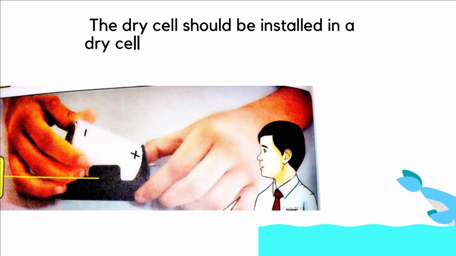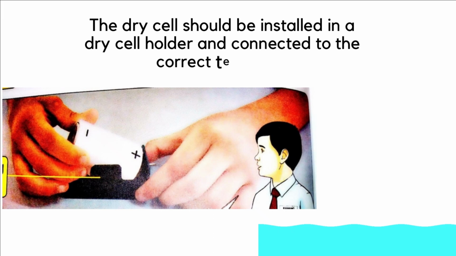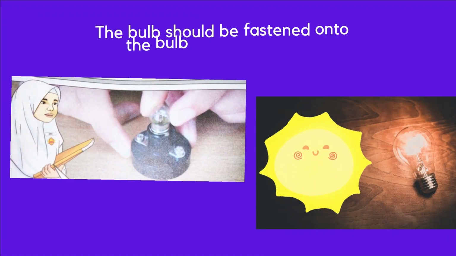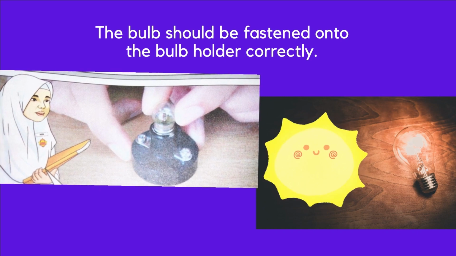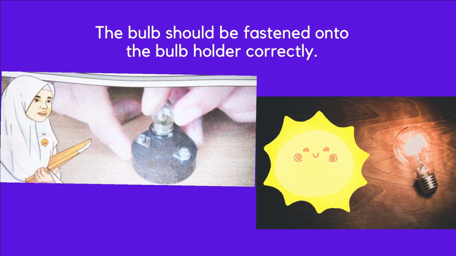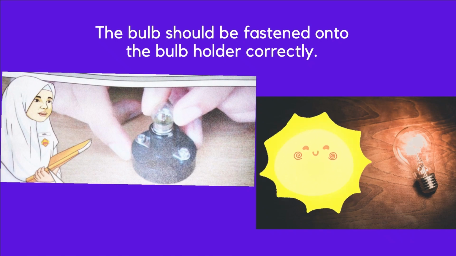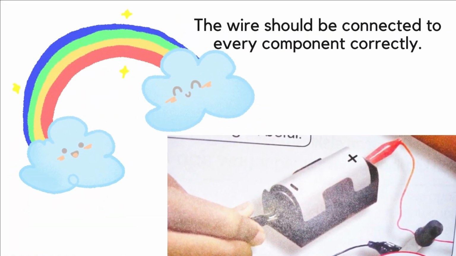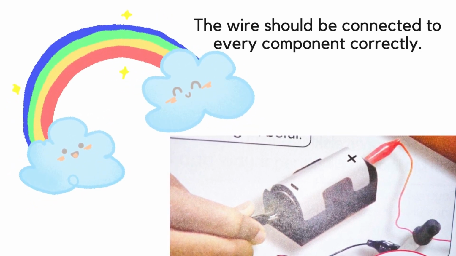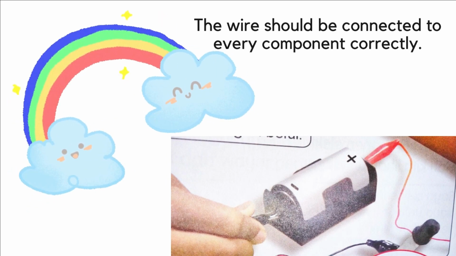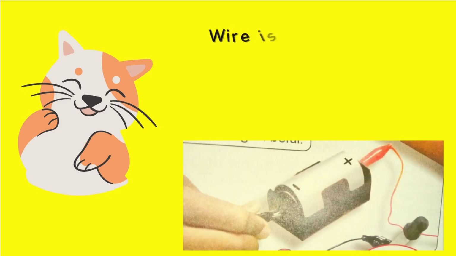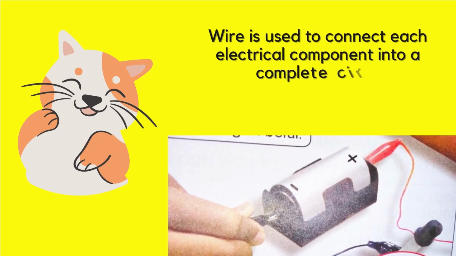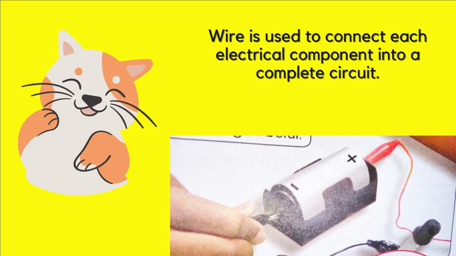The dry cell should be installed in a dry cell holder and connected to the correct terminals. The bulb should be fastened onto the bulb holder correctly. The wire should be connected to every component correctly. Wire is used to connect each electrical component into a complete circuit.